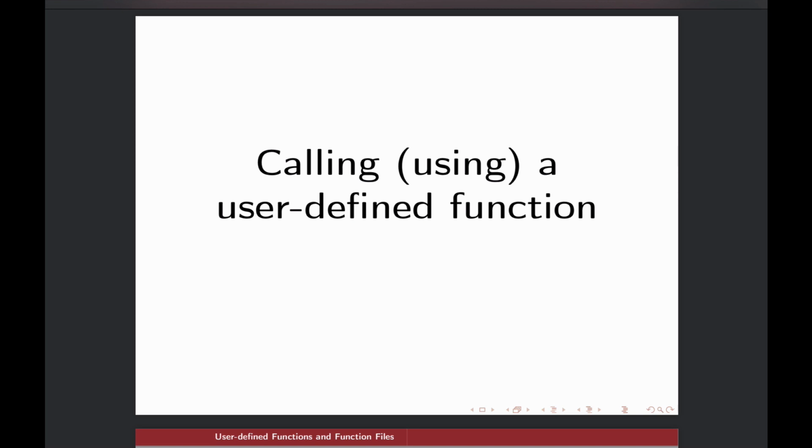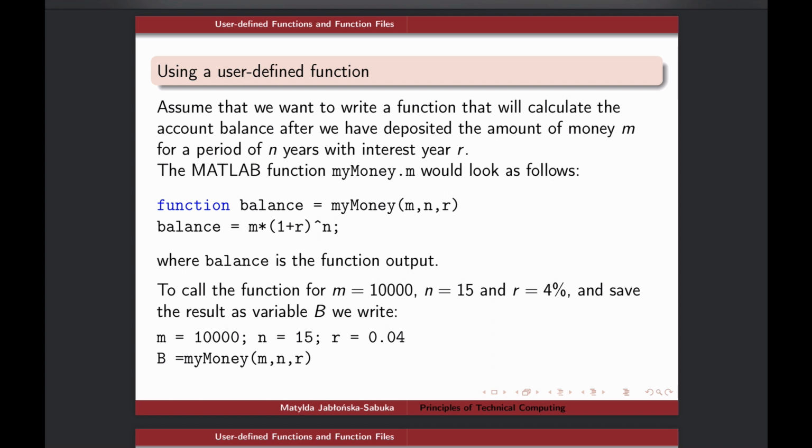Now that we've gone through the basic theory of writing functions in Matlab, let's actually get hands-on and produce the first function of our own, and then let's see how to actually call it or how to use it within a script.